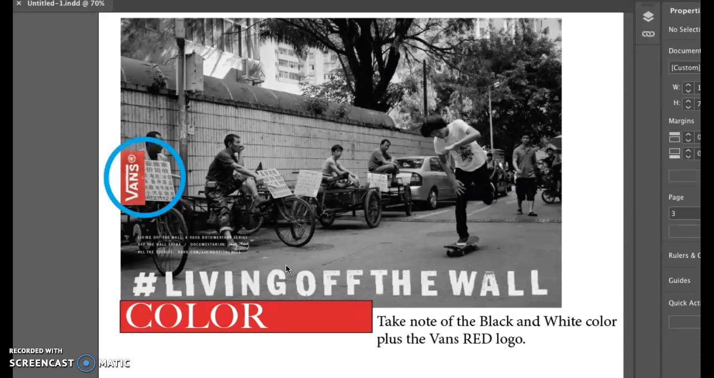Color is important for the eye, to see it and to feel it and to understand exactly what color would do. And in this particular ad, Vans has chosen a black and white theme, and it correlates with all the other ad campaigns that are related to the living off the wall. But it also kept in the classic red logo off to the middle left side of the picture. As you can see, it is red and it's also faded. But in all, the black and white and the red logo completes the theme or the color of this ad.